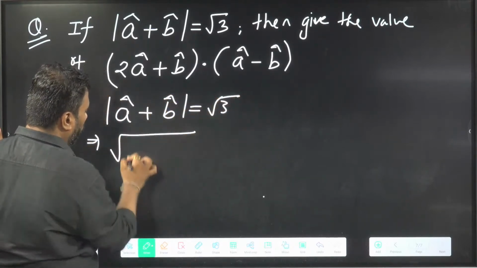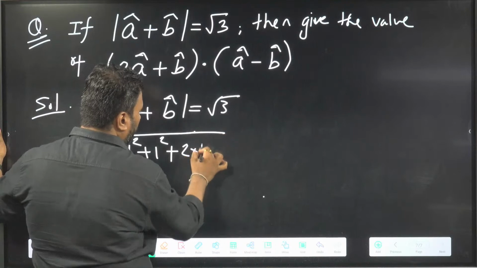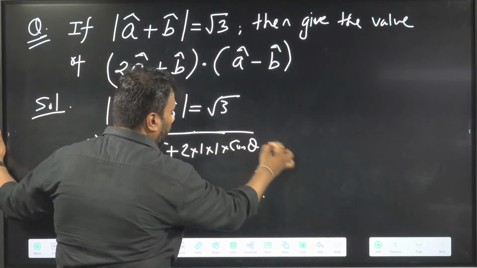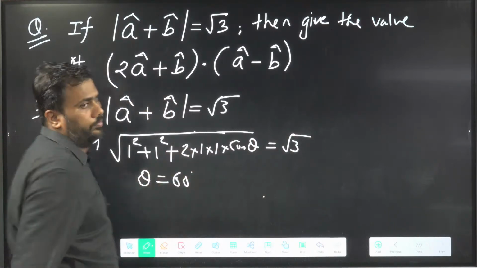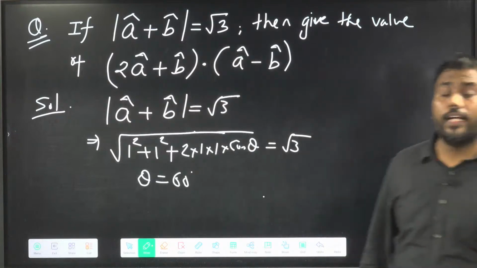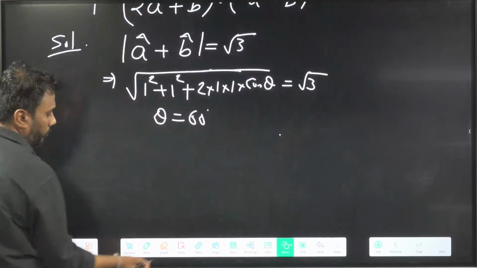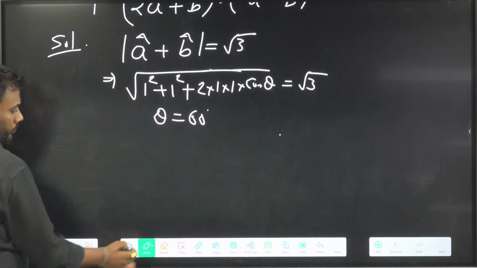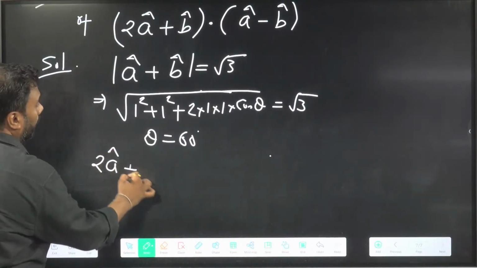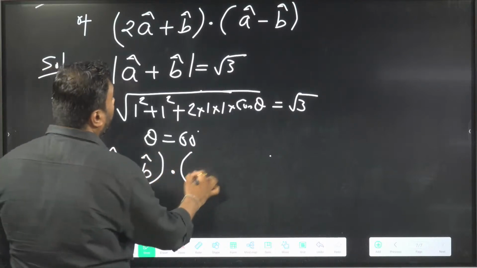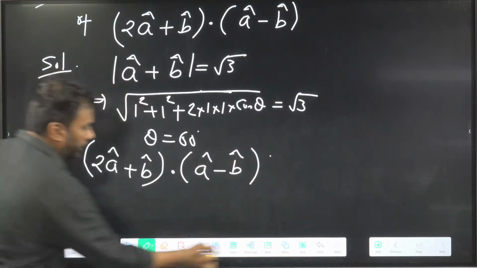So this implies that root over 1 square plus 1 square plus 2 times 1 into cos theta is root 3. After solving this, you will get theta equal to 60. So we know the angle between a cap and b cap is 60 degrees. Now, what do I want? I want the value of (2a cap plus b cap) dot (a cap minus b cap). So now we want the value of this expression.